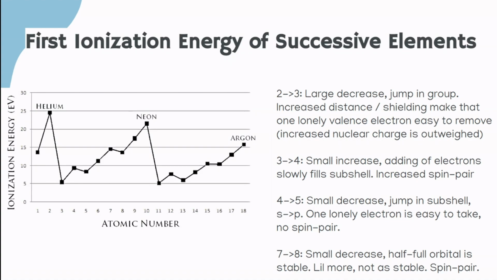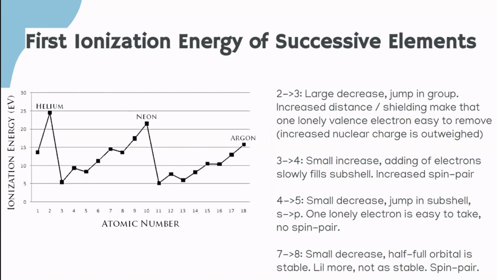And then from 7 to 8, we have a small decrease, because at 7, we had a half full orbital. What I mean by that is, it's not 6, so it's 5, 6, 7. A P subshell can hold a max of 6 electrons, half of that's 3. So at 3, it was sort of happy, it was doing good. Then it dropped back down to 4. So if it wanted to remove that 1 electron, it'd be a little easier, because removing that 1 electron would make the atom more stable overall. Then after that we have 8, 9, 10, which is just filling up the rest of that P subshell.